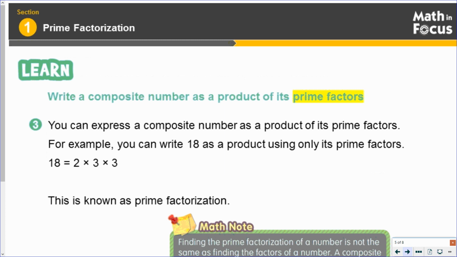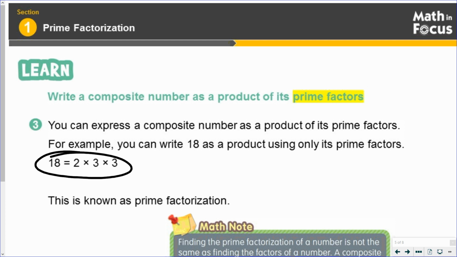So if we wanted to, you could express our composite number as a product of its prime factors, which we would have right here. So you could find 18 by taking 2 times 3 times 3, because 2 times 3 is 6, 6 times 3 is 18. Or 3 times 3 is 9, 9 times 2 is 18.